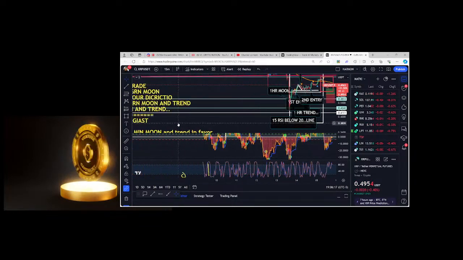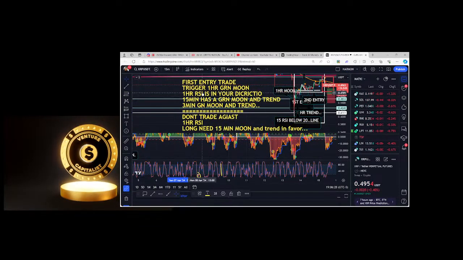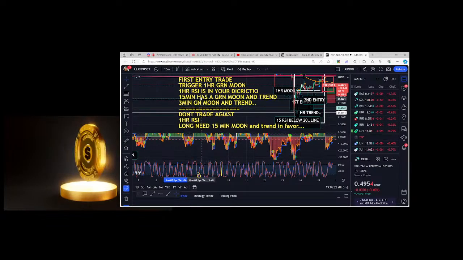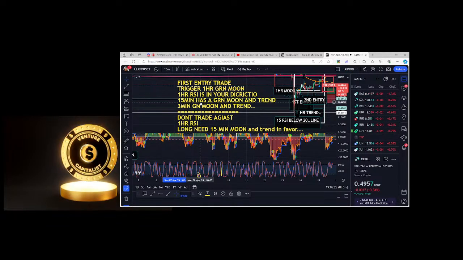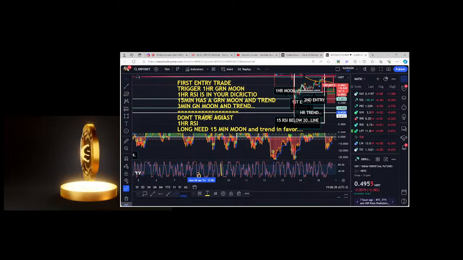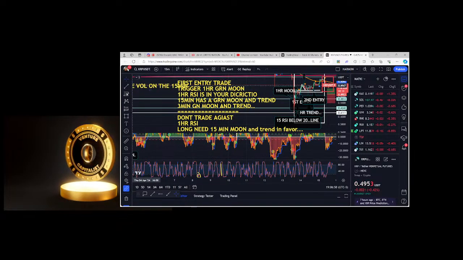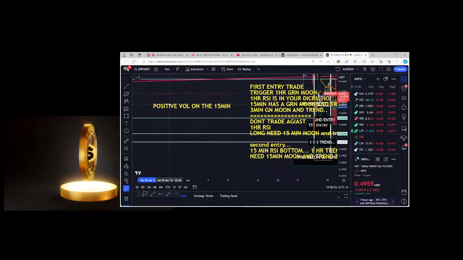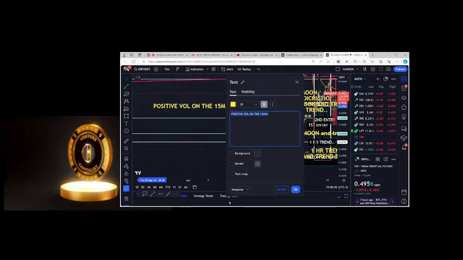So when we're looking at all this and you put your little checklist together, you want simple things, right? I think the biggest thing to write down, checklist number 1, is I need positive volume on the 15-minute, right? So if you want to look at it this way, here are the trades that I want to do: positive volume on the 15-minute. That's the entire goal for a long, right?